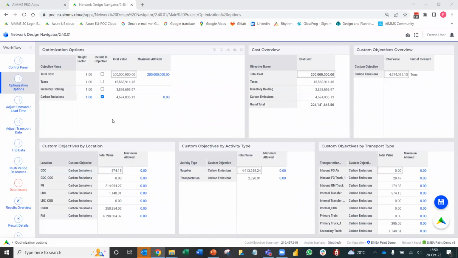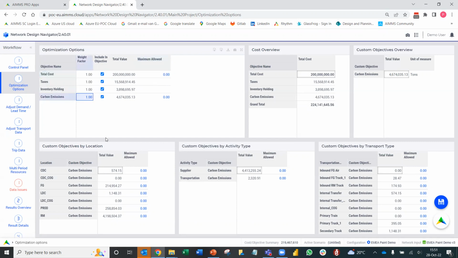What you can, of course, also do is include both carbon and cost in a single objective function. So I'm going to firstly select all four of these KPIs or objectives into my objective function. I'm going to remove that maximum capacity constraint. What I need to do now is make an assumption on the weight factor of how heavily I want to weight these different KPIs in this combined objective function.